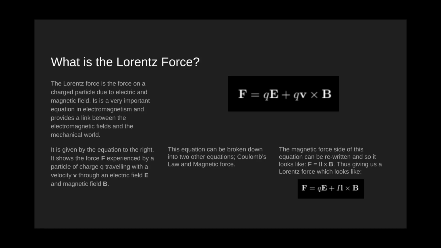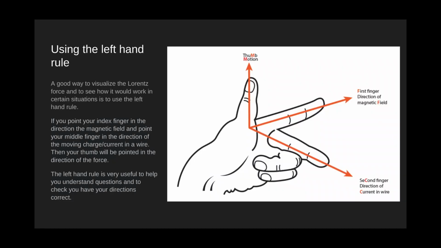So the equation can actually be broken down into Coulomb's law, which is the Q and your E, and then also the magnetic force with your QV crossed with your magnetic field. And we can actually change the magnetic force side of this equation, so if you have a current and a length, for example, then the QV changes into IL, which is your current times length, crossed with your magnetic field vector again.